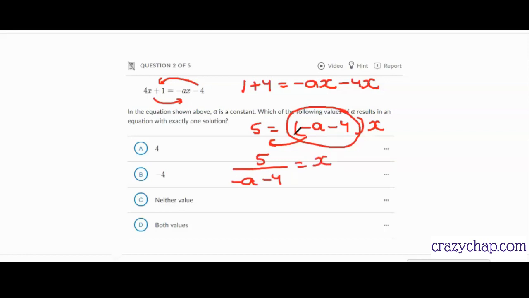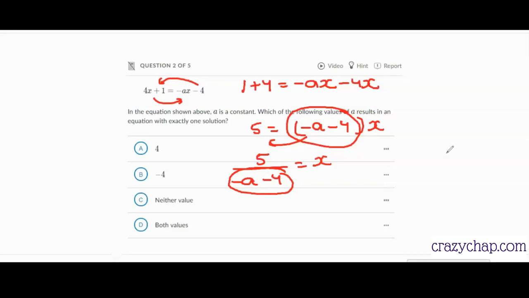Now to have exactly one solution, please understand guys, this denominator has to be not equal to 0. So minus a minus 4 should never be equal to 0, because we have to solve for x and it should have one solution. So minus a minus 4 should not be equal to 0. That is what I am applying.